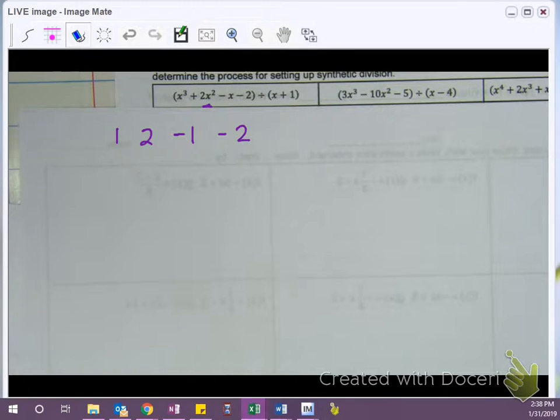Now, you're going to leave some space and draw a line. Then over here, we're going to put a box. A chair, or whatever you want to call it, a box. Now, we are dividing by the factor x plus 1. But the root, the 0, the x-intercept is at x equals what? If the factor is x plus 1, where is the root? Where's the x-intercept? At -1.